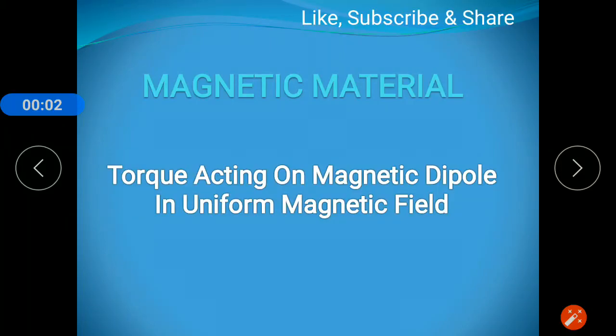Students, in this video we study torque acting on a magnetic dipole in a uniform magnetic field. We know a bar magnet is called a magnetic dipole. It has two poles, north and south. Each pole has a pole strength. North pole strength is positive, south pole strength is negative. The distance between the two poles is called the magnetic length L, and the product of magnetic length and pole strength is called the magnetic dipole moment.